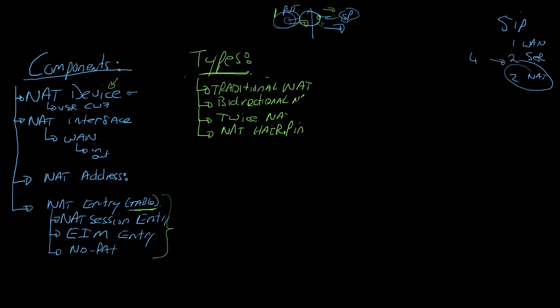Okay, so from a NAT hairpin point of view, there are two types of NAT hairpin. I'll explain what that is just now. You get a point-to-point NAT hairpin, and you get a CS hairpin. Okay, let's quickly talk about that. I'm going to jump into the next slide again.